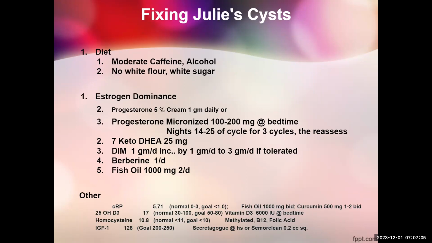Also, here's Julie again. She's estrogen dominant. So again, caffeine, alcohol, white flour, white sugar, dairy, those are the bad guys. The progesterone we talked about, days 14 through 25 for at least 3 cycles. Either a 5% cream, which is over the counter. I've seen 7.5% over the counter. You don't need a prescription for it, and again, it's the natural micronized progesterone. I don't think that's an issue anymore.